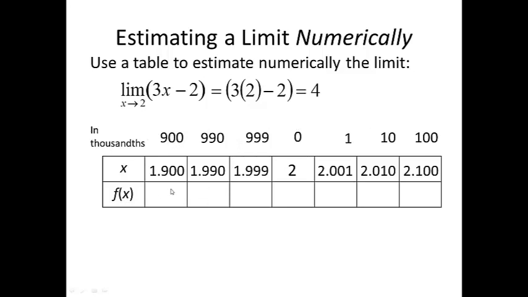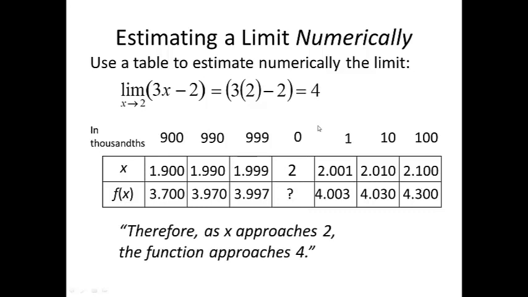Okay, we're going to use our calculator to finish this table. Once we get our calculator to finish our table in table mode, we're going to get these numbers in here. So looking at this pattern, you can see 3.7, 3.97, 3.99 is trying to get to a number. 4.3, 4.03, 4.003 is trying to get to 4 in here, right? That's what we got up here. So therefore, as x approaches 2, the function approaches 4.